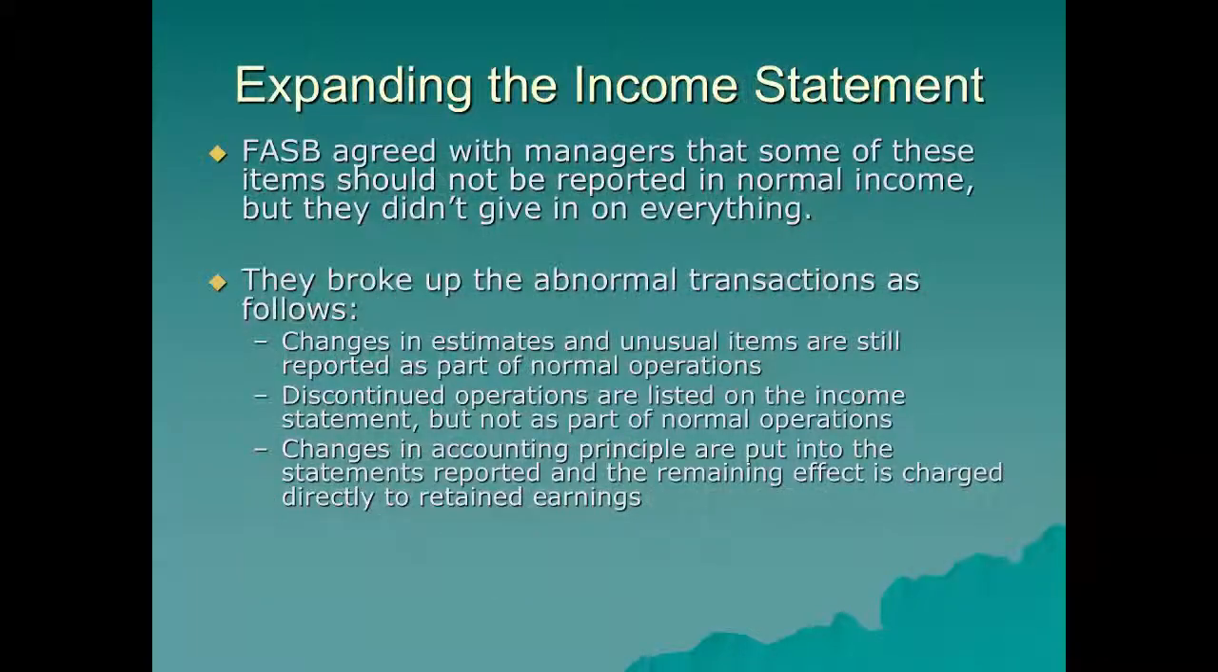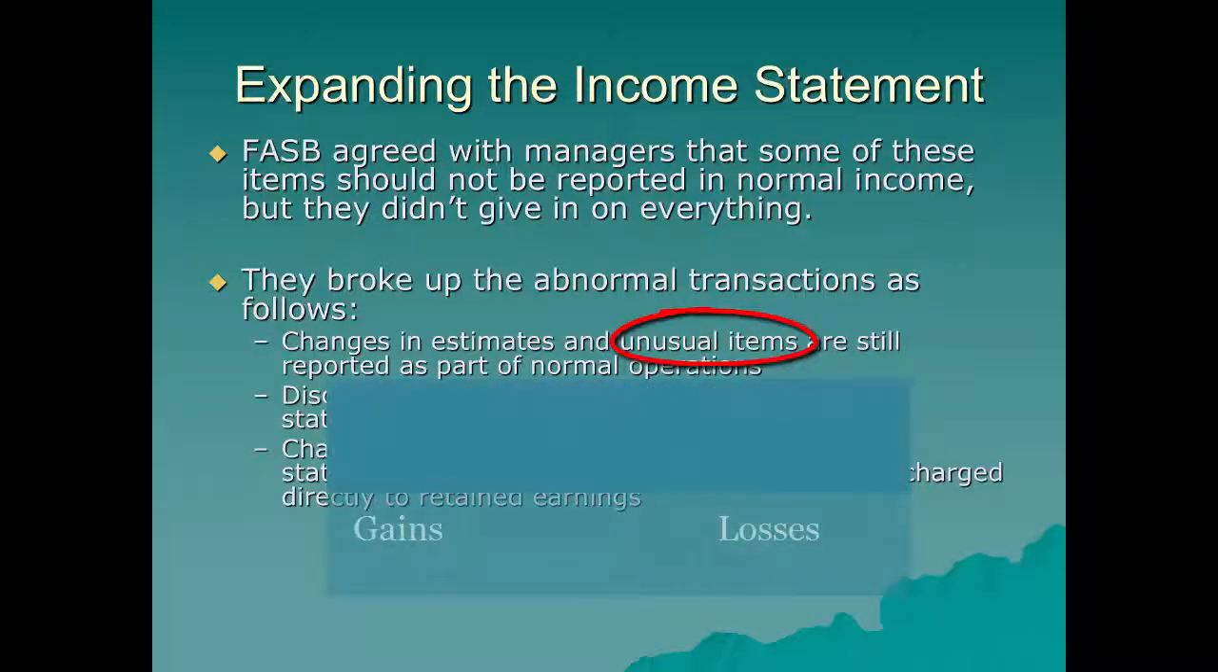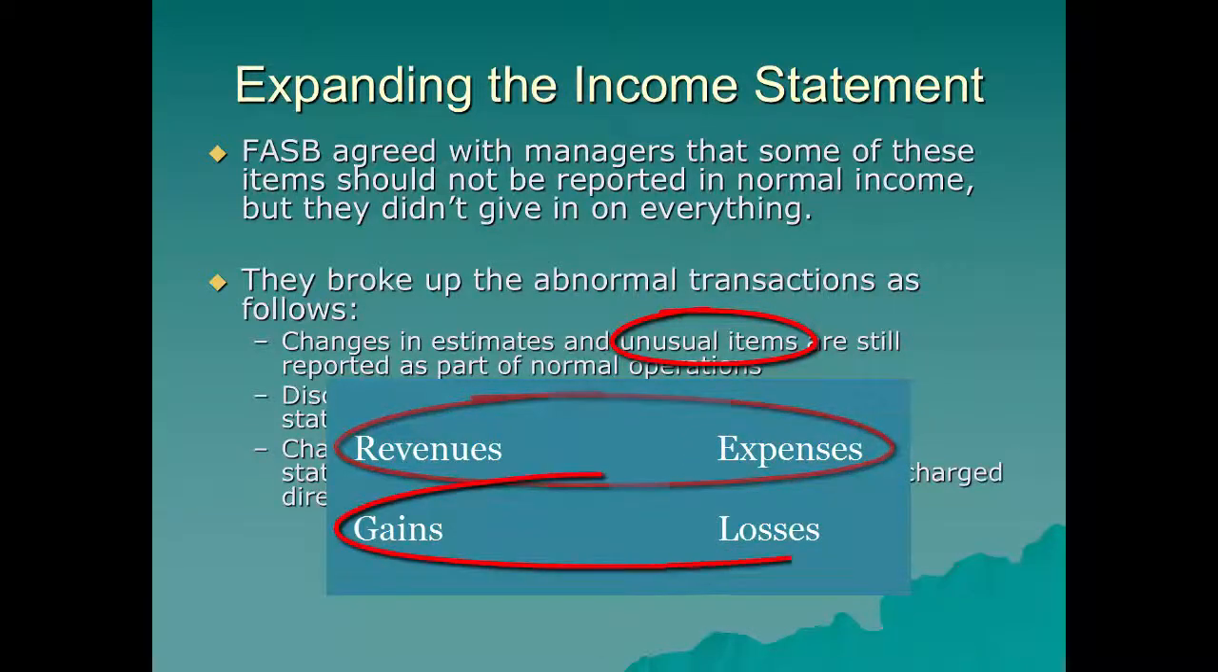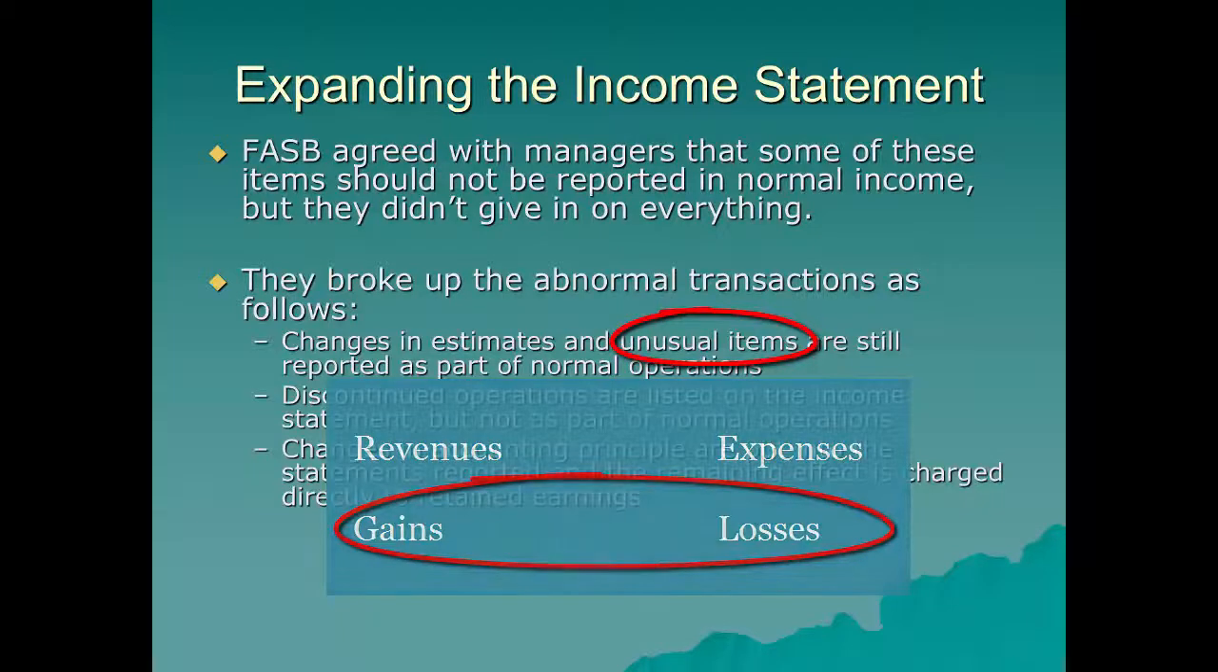And here's what they decided. They decided that unusual items will show up on the income statement as part of normal operations, but will signal that they're unusual by calling them gains and losses instead of revenues and expenses. So revenues and gains are income coming in, expenses and losses are costs going out. But we separate the 2. Revenues and expenses happen all the time. Gains and losses, they're unusual. So still part of the normal income statement, but not included with normal revenues and expenses.